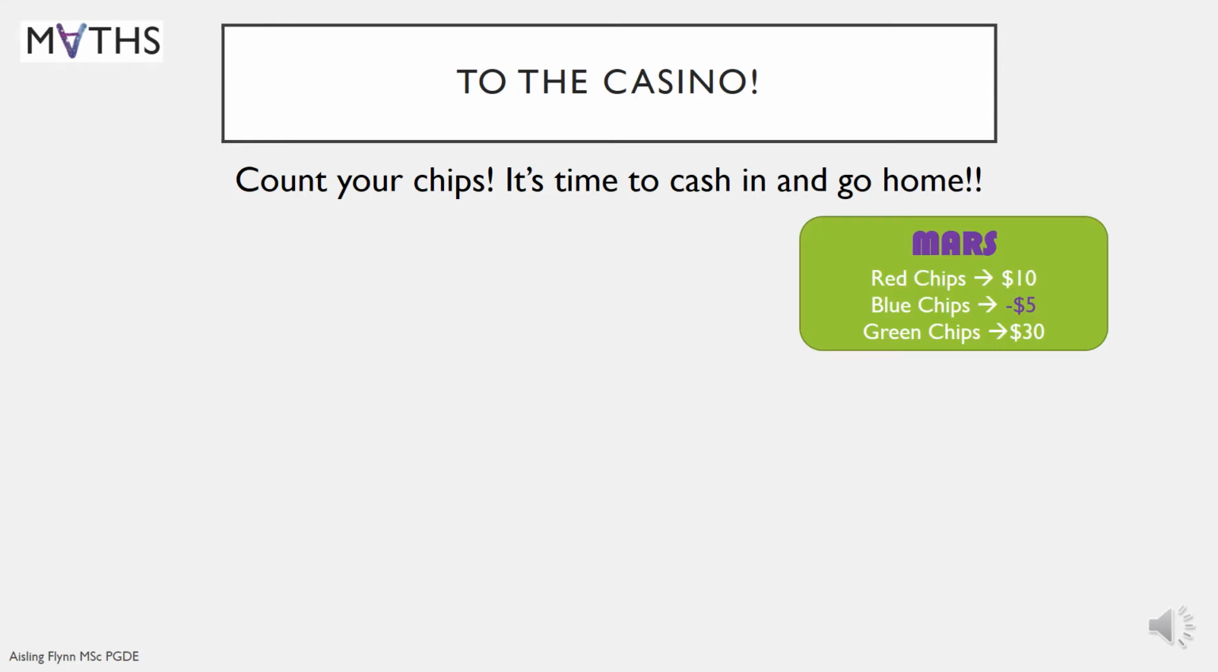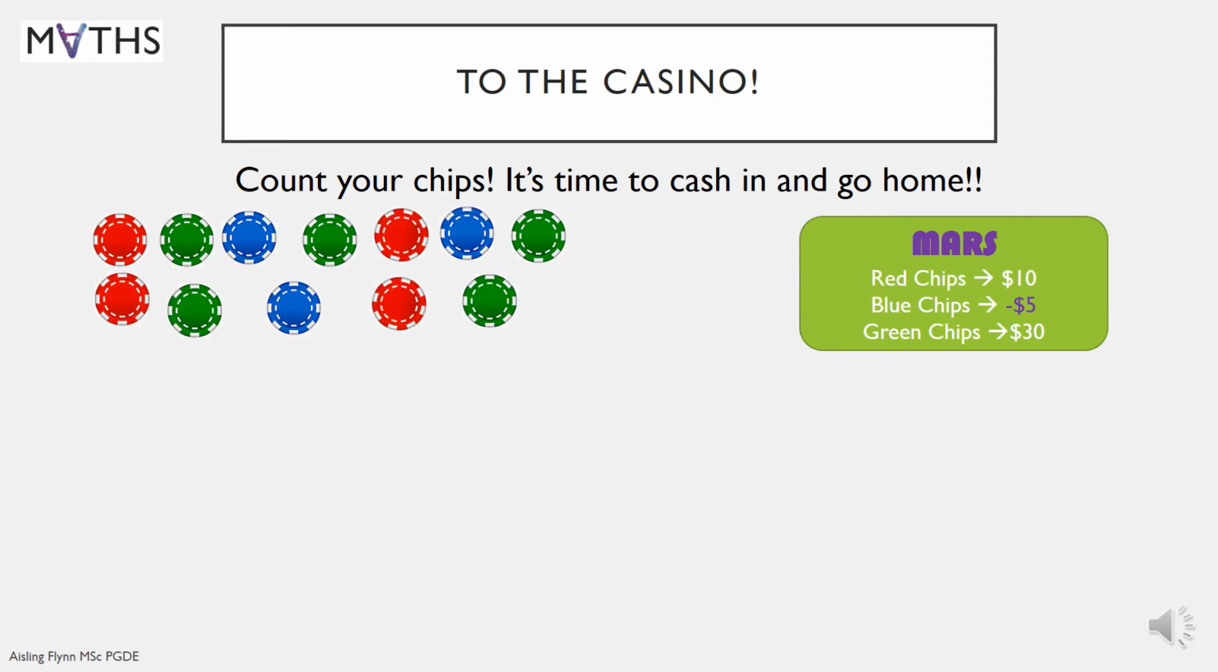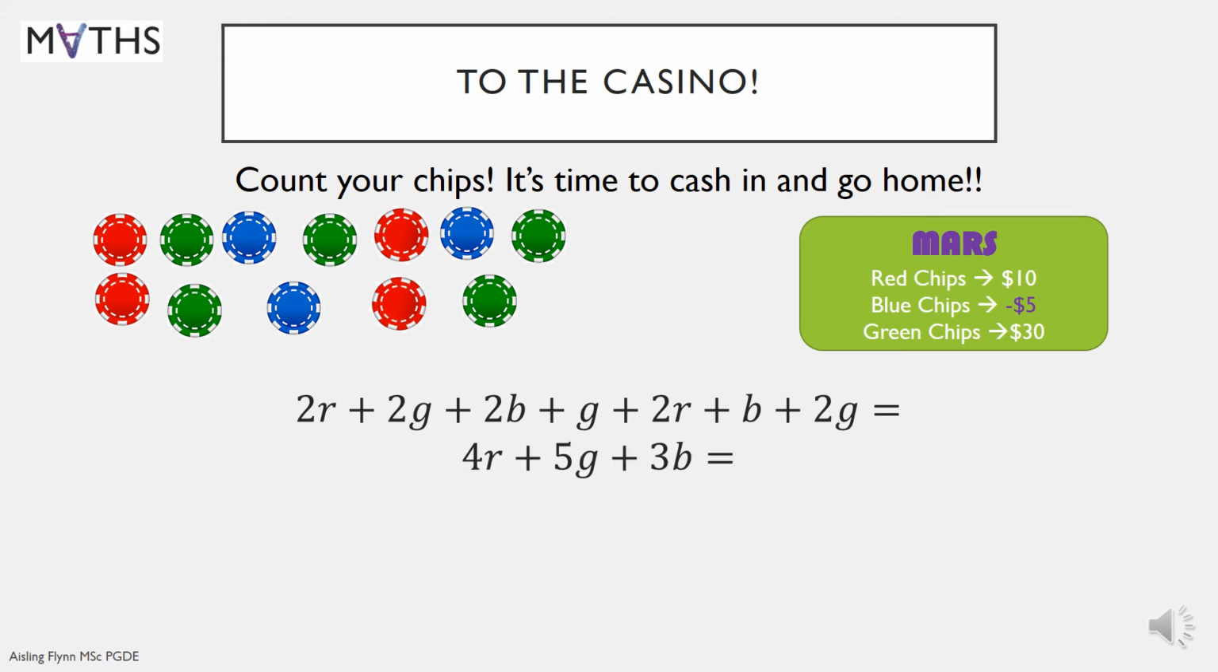Okay, now let's go to a very strange casino. Let's pretend it is on Mars, because on Mars, the blue chips have a negative value. If you win a blue chip, you lose €5. Okay, red chips are 10 and green are 30. So the same bunch of chips again, same list, same simplification, but different values. So R becomes 10, G becomes 30, and B becomes minus 5.